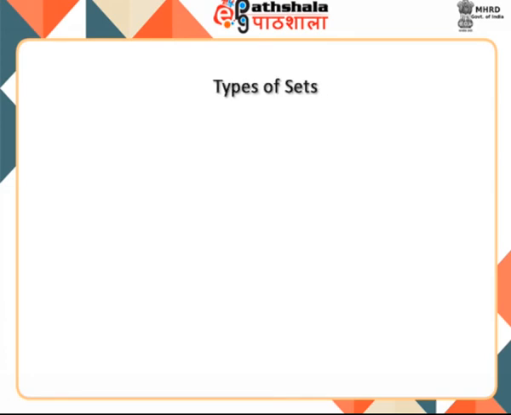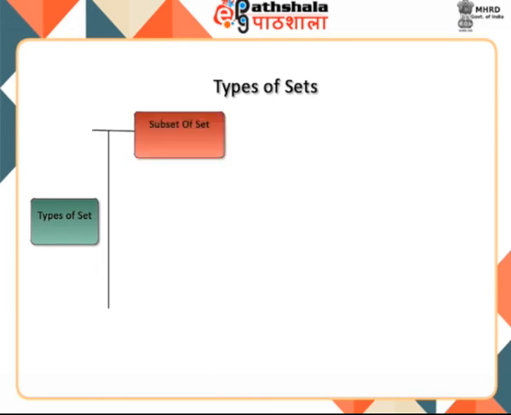Let's discuss different types of sets. Subset of a set: if each element of a set A1 is also an element of set A2, then set A1 is a subset of set A2. As shown in the figure, the set A1 is completely contained in set A2, implying that all the elements of set A1 are present in set A2.